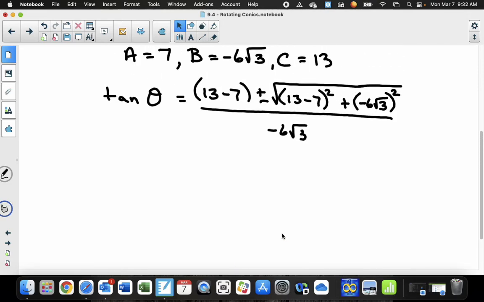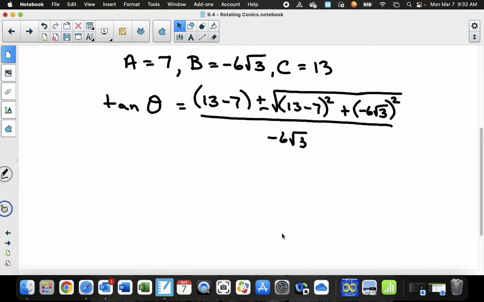All right, so there's our substitution. Now let's start cleaning it up a little bit. Tangent of theta equals 13 minus 7, that gives you 6, plus or minus the square root of... At this point, this is something you could just plug into the calculator. Just make sure when you plug it into the calculator, you put parentheses in. Okay? So what do I get under the square root? What does the stuff under the square root actually equal?